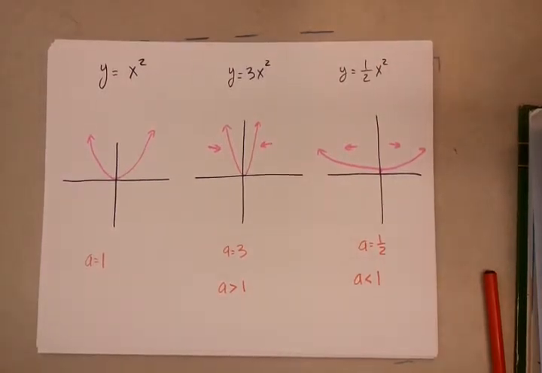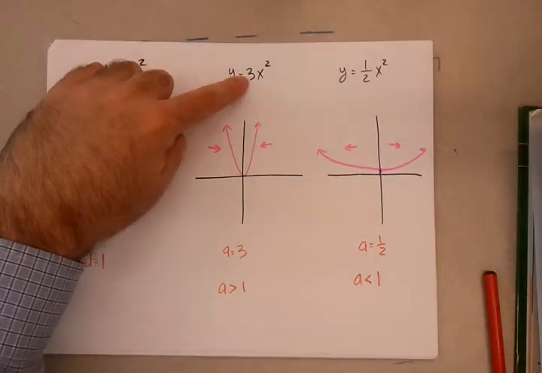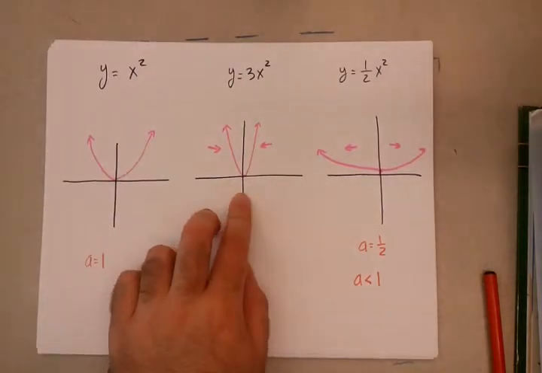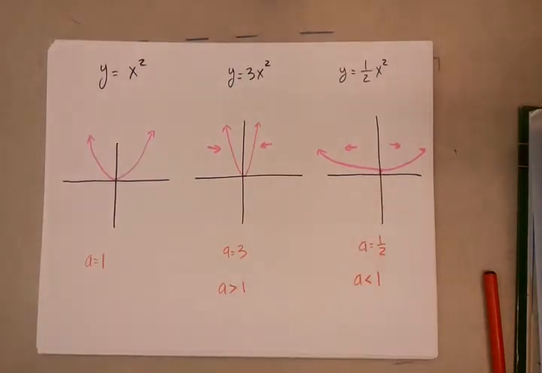So that's the first case. If the number in front of the x squared changes, so if it's greater than 1, the parabola narrows. The larger that value, so if this was a 10, this would be a very skinny parabola. If this was 100, it would be a really skinny parabola. Same thing here. As the fraction becomes smaller, the parabola widens.